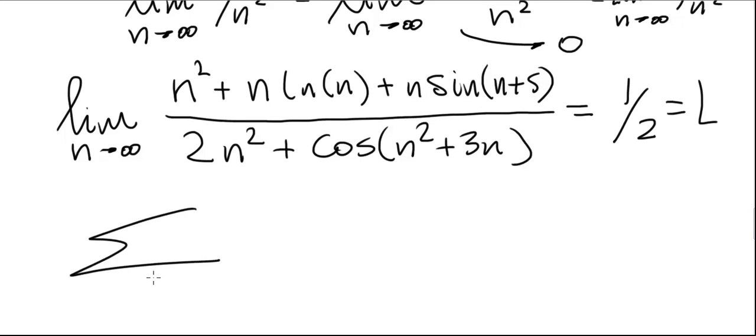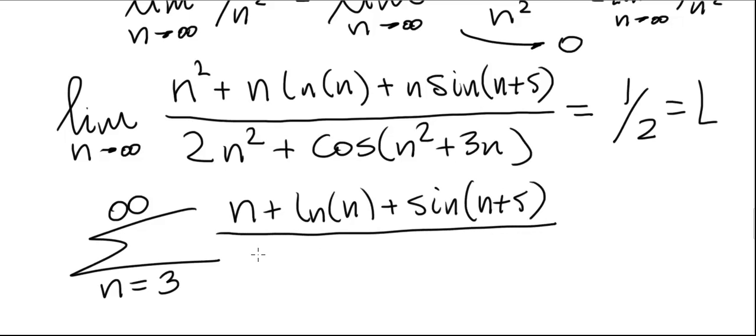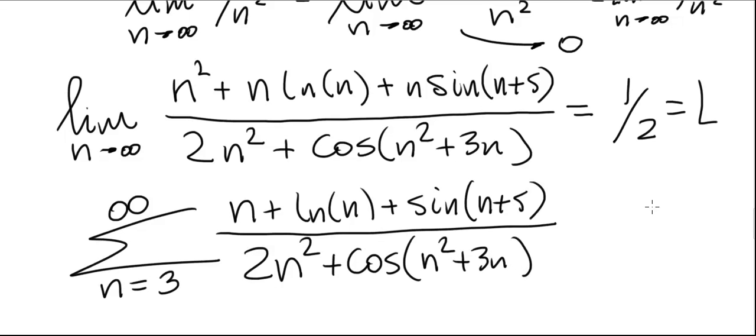The series summation from n equals 3 to infinity of n plus the natural log of n plus the sine of n plus 5, divided by 2n squared plus cosine of n squared plus 3n, and the series from n equals 3 to infinity of 1 over n behave the same way. That is, either they both converge or both diverge.